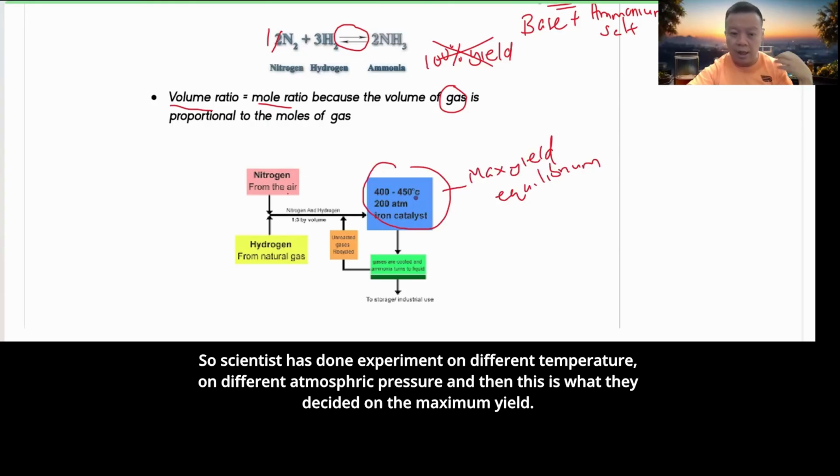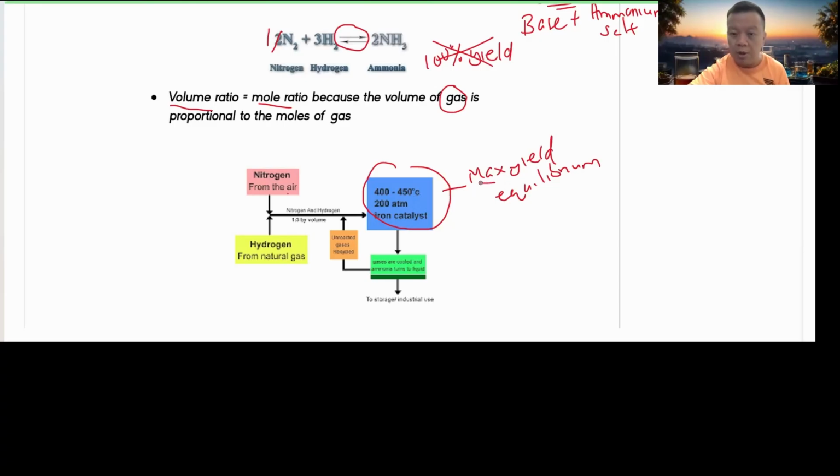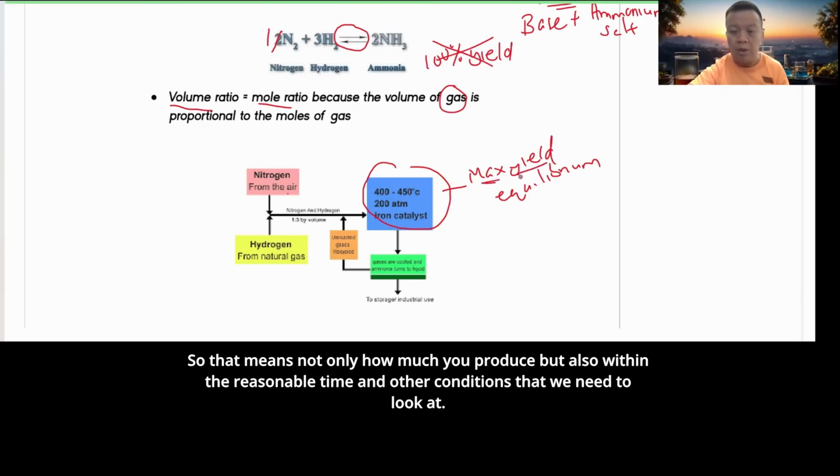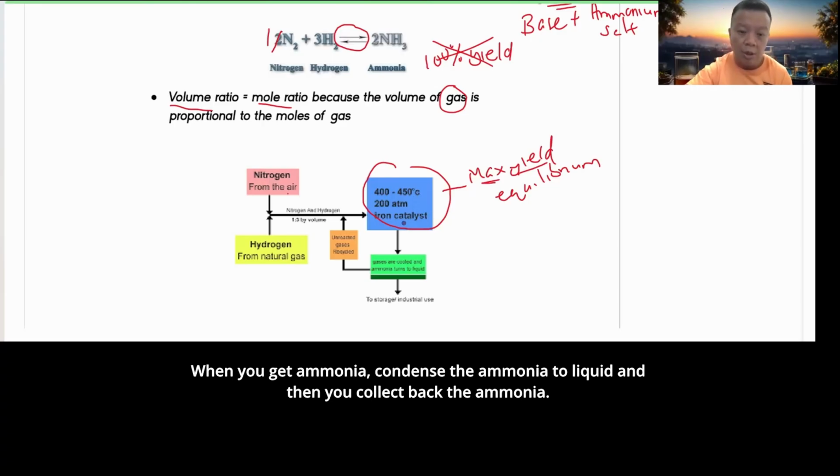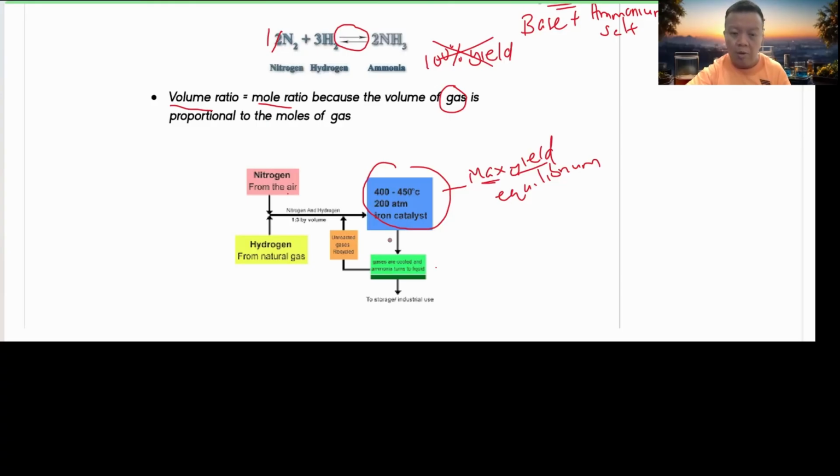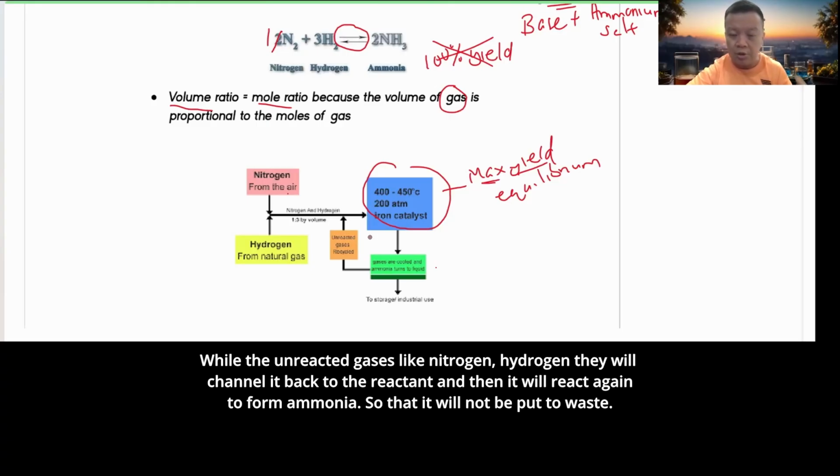Scientists have done experiments on different temperatures and different pressures, and this is what they decided gives the maximum yield. That means not only how much you produce, but also within a reasonable time and other conditions we need to look at. When you get ammonia, condense it to liquid and collect it. The unreacted gases like nitrogen and hydrogen are channelled back to the reactants and react again to form ammonia, so that nothing goes to waste.